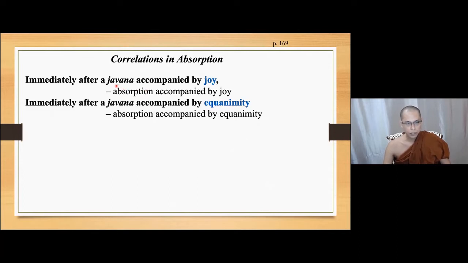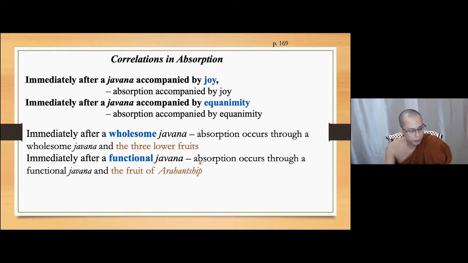Here, after the sense sphere jhana accompanied by joy, the absorption jhana is accompanied by joy. So the accompanying feeling will be the same, although they are different in jati, in the bhumi, which is called the plane of existence. So sensual sphere to the fine material sphere, sensual sphere to the immaterial sphere. Although they are different according to the classification of the plane of existence, the continuum of joy must be in the same process. So joy follows joy, and equanimity follows sense sphere equanimity.